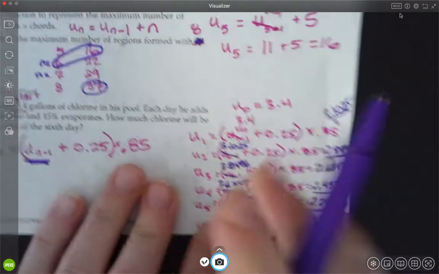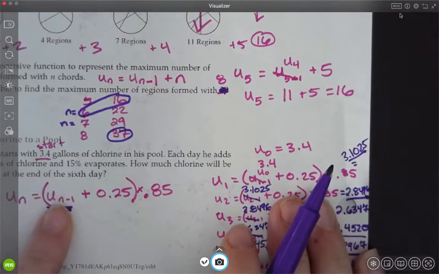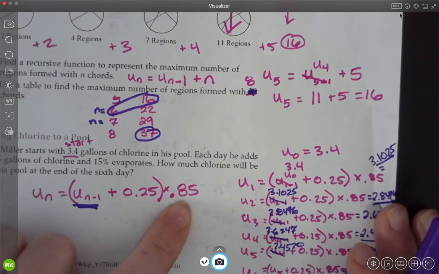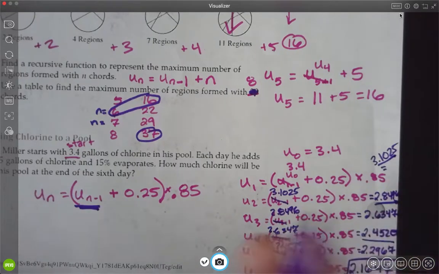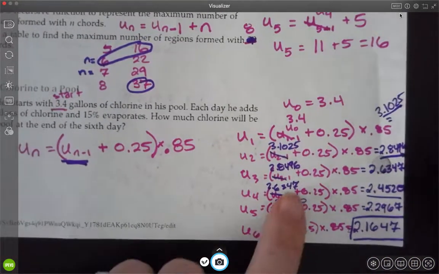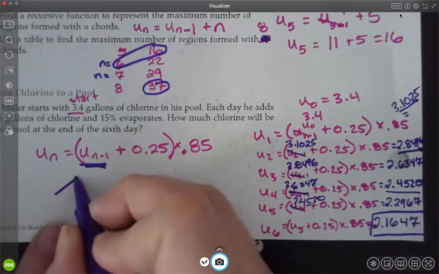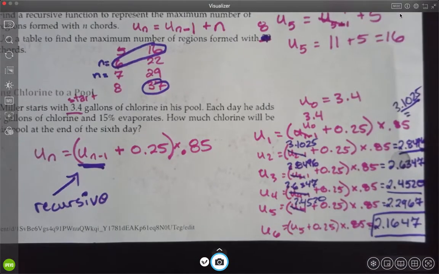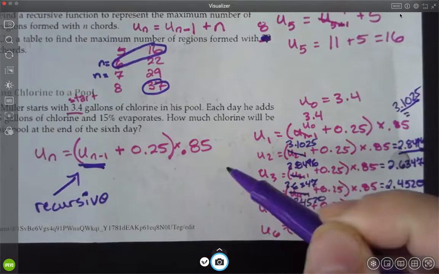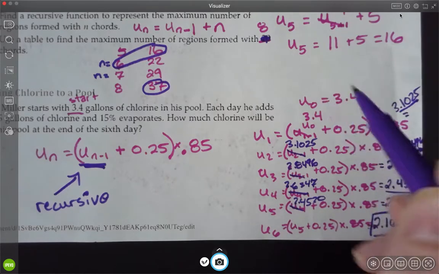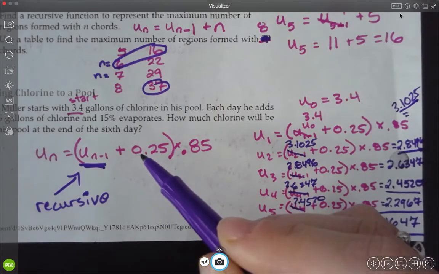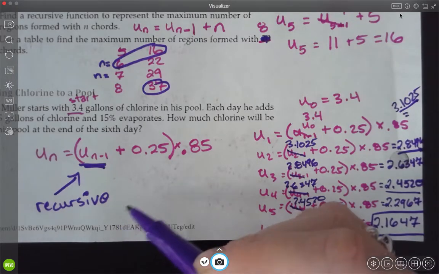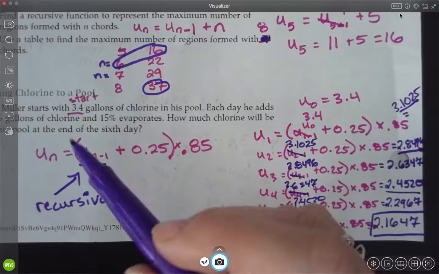So this sequence is using this pattern right here: u sub n is the one from the day before, adding 0.25, and then taking that times 0.85, and repeating that pattern over and over again will give you what this one is. Now, this guy is technically a recursive formula. You know that it's a recursive formula because it does not take into consideration what the first term was. The first term of 3.4 was never used in making this formula. And in a recursive formula, I also have to know what the one from the day before was. And that's that n minus 1.